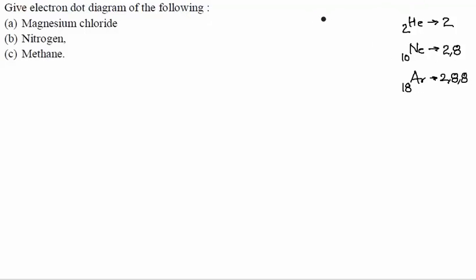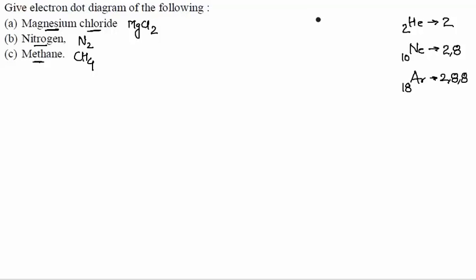All right. Now the second thing is that we have to see the electronic configuration of these elements. We must know how many elements are present in these compounds. Look at this. This is magnesium, chlorine, nitrogen, and methane. Just write the formulas: MgCl2, N2, and CH4. So we have 5 elements in these 3 compounds.